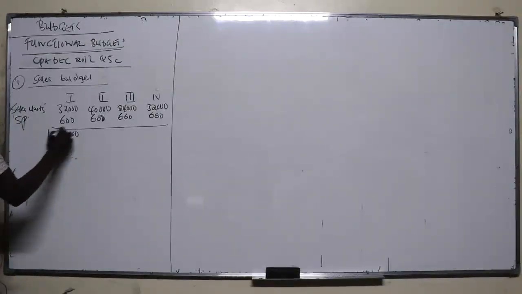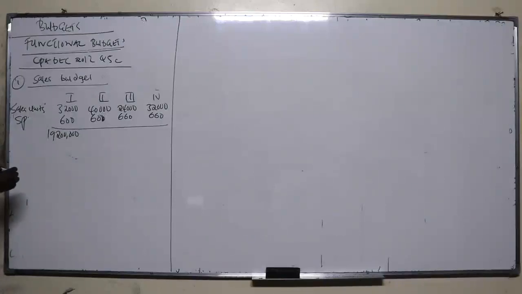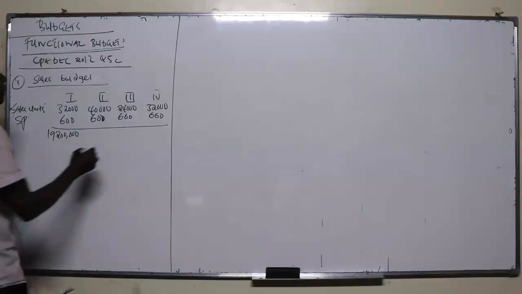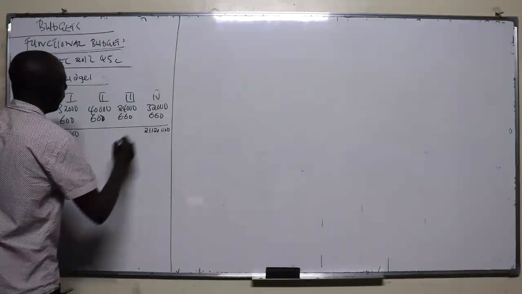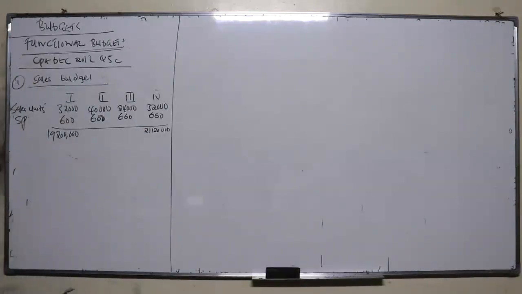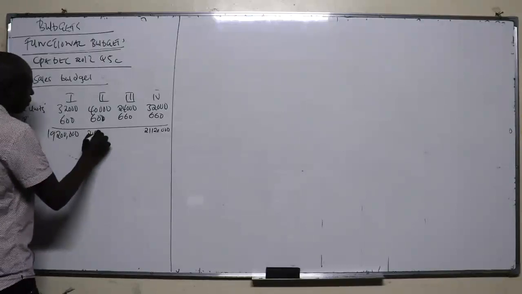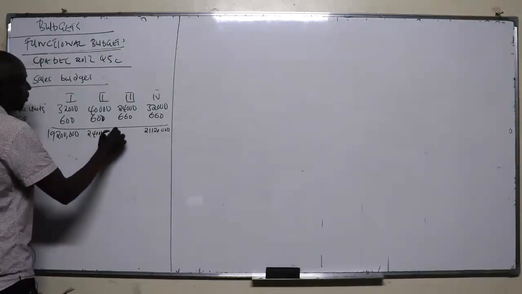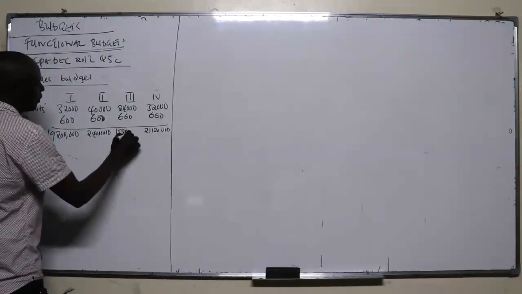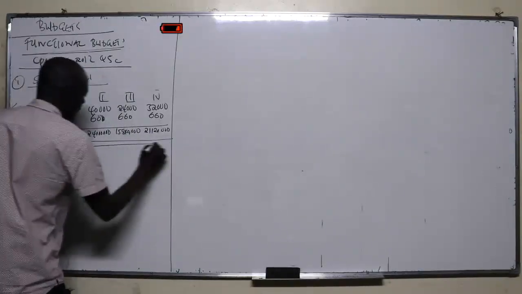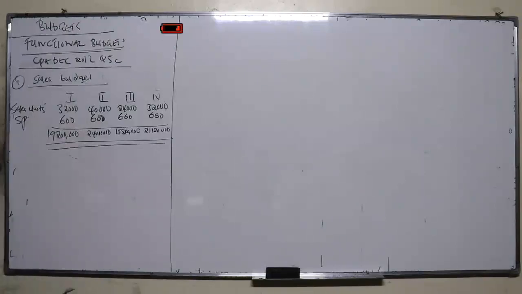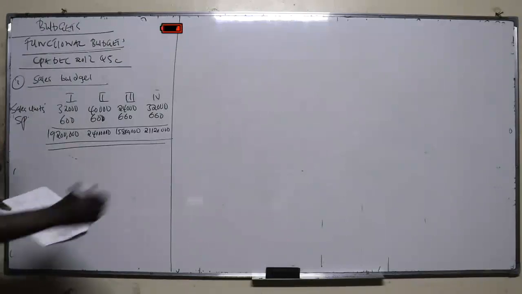200,000. This one will be the value. So that one will be the sales budget. Very easy to get. How many marks? 3 marks.